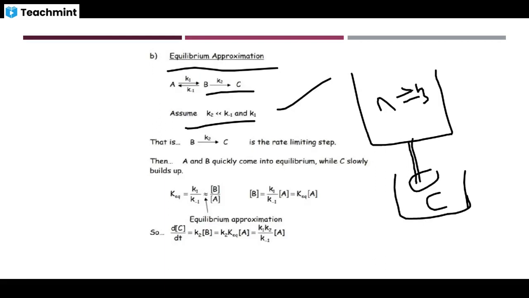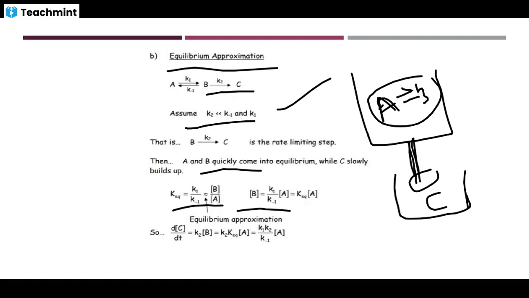K2 is the rate determining step. A and B quickly come into equilibrium. As soon as B goes to C, they again quickly come to equilibrium, because K1 and K minus 1 are very fast. So the concentrations of these two are always in equilibrium. K equilibrium equals K1 divided by K minus 1, equals B divided by A. So B equals K1 divided by K minus 1 into A, equal to K equilibrium into A. That is the equilibrium approximation.